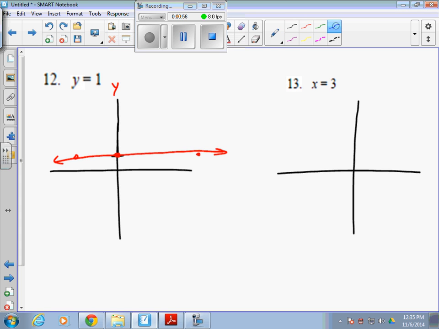The same thing's true with the next one, where x is 3. This is your x-axis, this one here. So where x's value is 1, 2, 3 is where it's going to cross through. It's always going to be 3. So it'll be a vertical line that looks like that for x equals 3. That's the difference between number 12 and number 13, horizontal versus vertical.